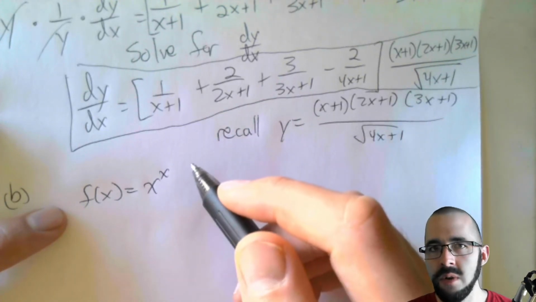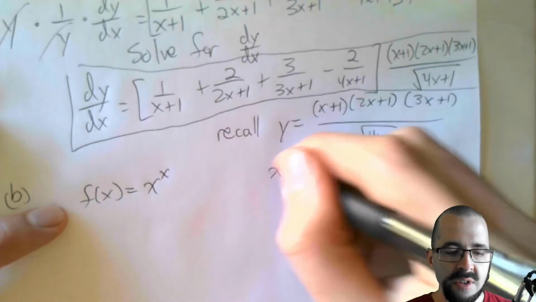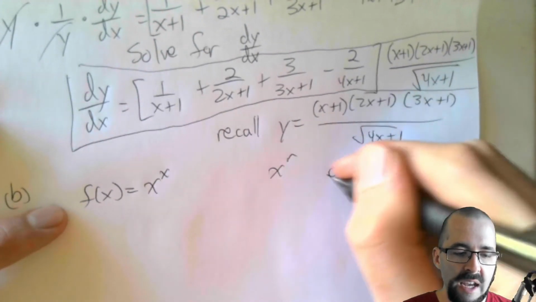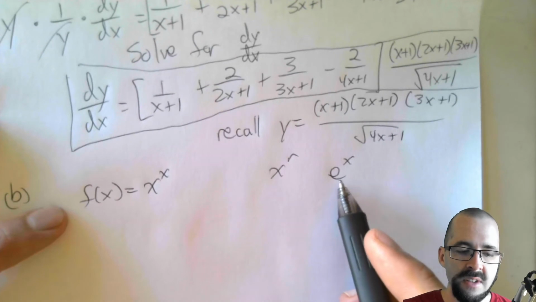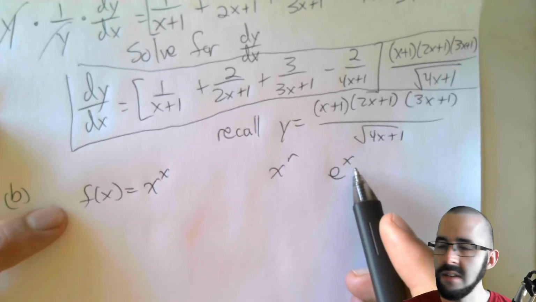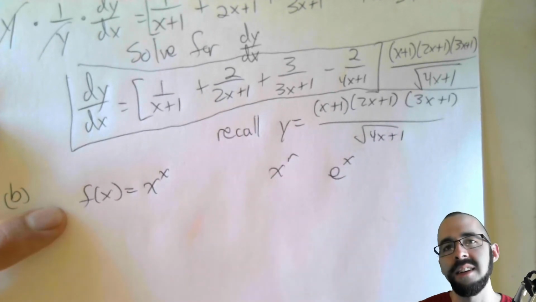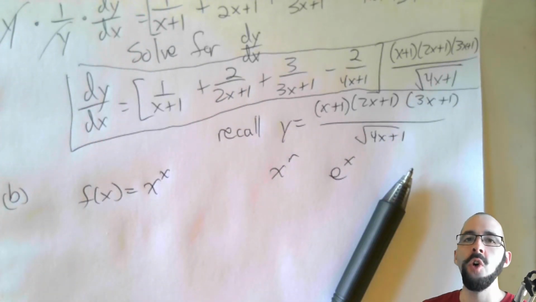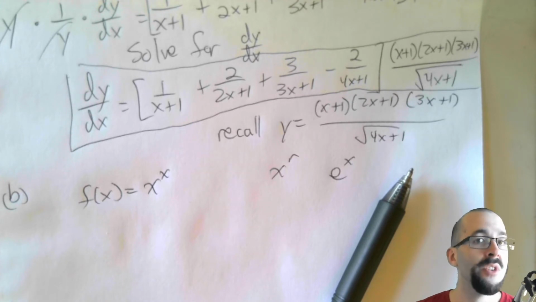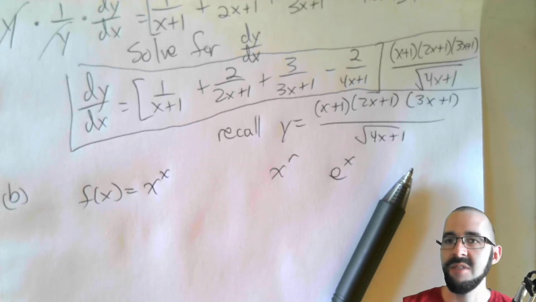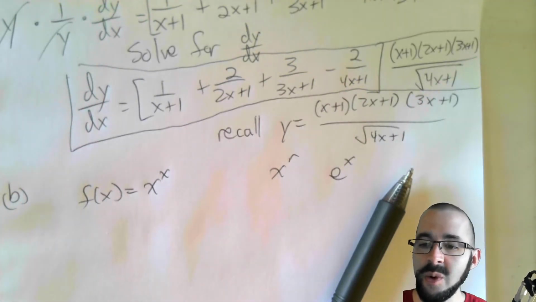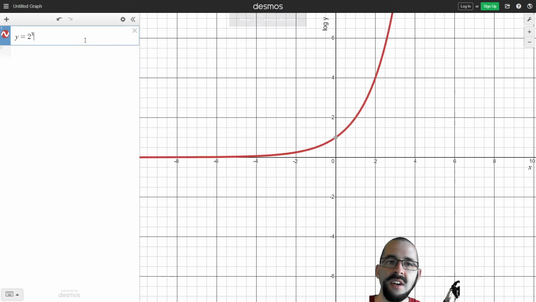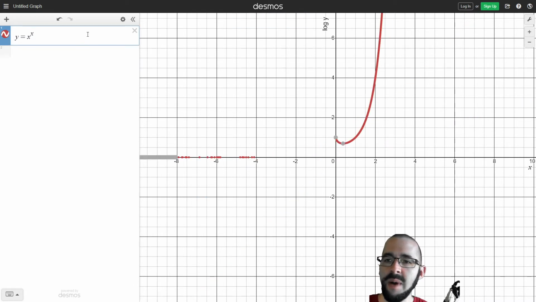We can't use the power rule, right? Power rule is only x to a constant. Can't use the power rule here. We can't use the fact about exponentials because that's a constant to x. We cannot differentiate this with anything that we've talked about for this whole semester. We don't know how to differentiate it. X to the x is a super wonky function. You know what? It's so wonky, I'm going to show you what it looks like. All right. This function's super bizarre. y equals x to the x power.